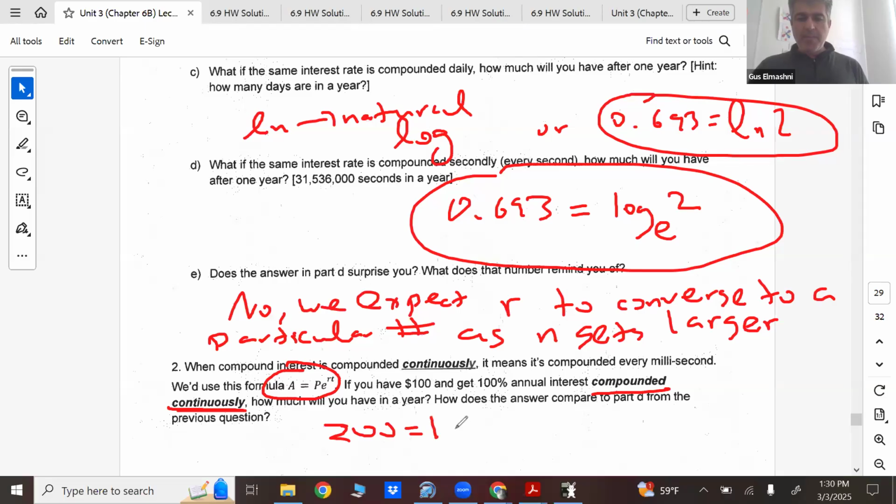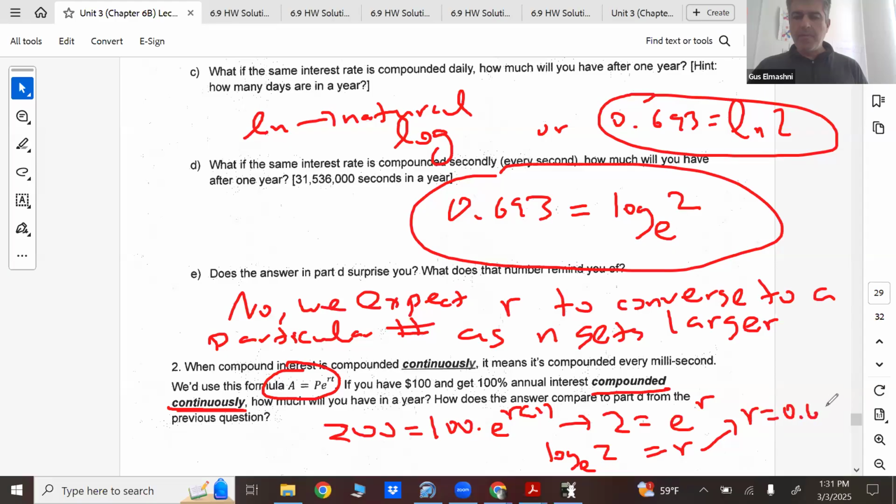So if I were to work this out, times e, I'll talk about e in a moment. Did we talk about e last unit? We did, yeah. Okay, it's been a while. So 2 equals e to the r. So how do I isolate r? I have to do log base e of 2, which is 0.693, and a bunch of other weird numbers. Or 69.3%.